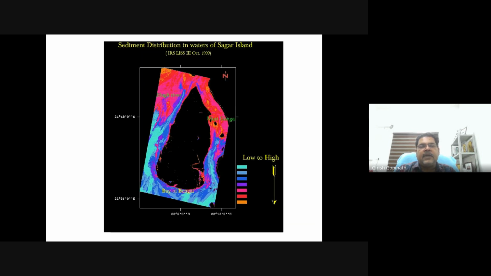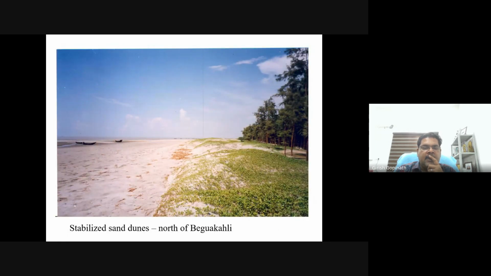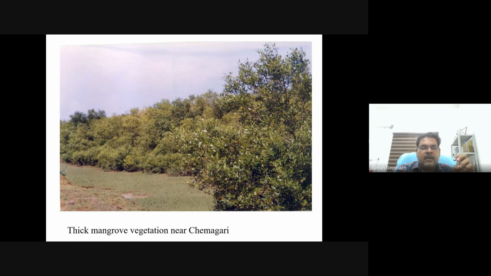These are the different sediment distributions in the water of Sagar Island. You can see on one side is the Muriganga, which is carrying a lot of sediments from the Ganga. Even the Hooghly is carrying the same thing. These are some of the afforestation and mangrove plantations, and these are some dunes. It's a beautiful picture when you visit this area. This is an area called Beku Valley. These are the stabilized dunes you can see on the coast.